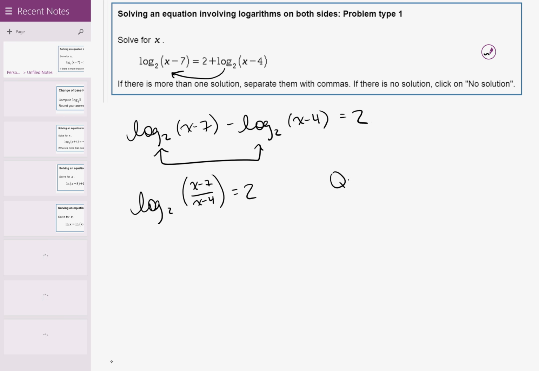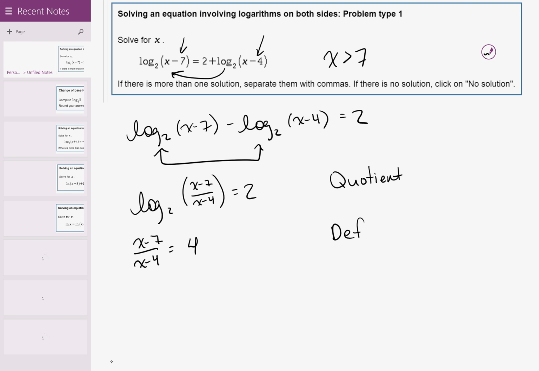That's because of the quotient property, the quotient rule. And then by definition, that gives me that (x minus 7) over (x minus 4) is equal to 2 squared, which is 4. Now, I'm going to look at my original expression here and note that x must be greater than 7 when I get done, because I can't have a negative number inside these parentheses here. So x has to be greater than 7.